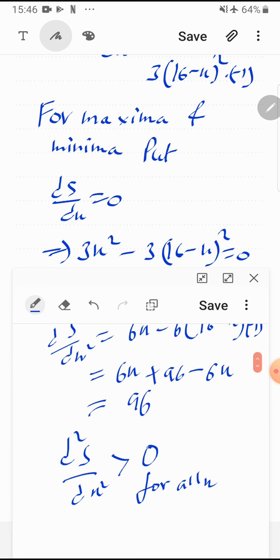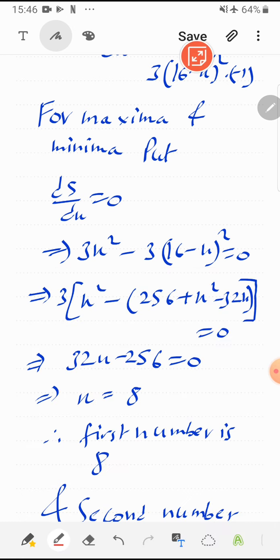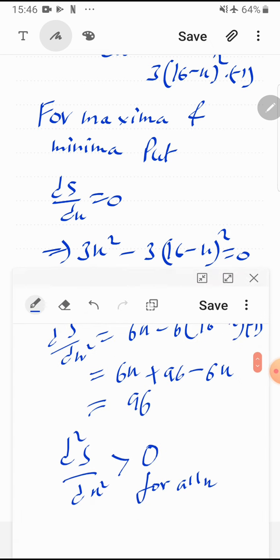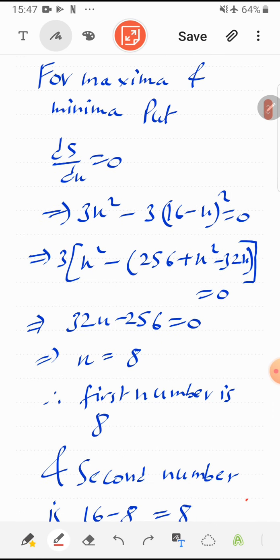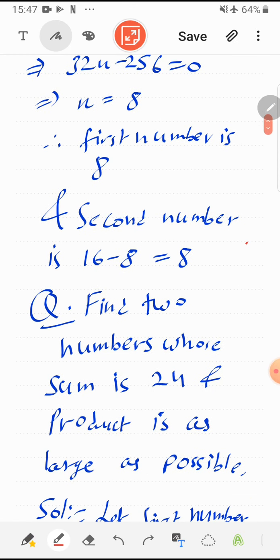That means whatever critical point we have got, which is x is equal to 8, that will be treated as the point of minima, because the double derivative is positive. So that is why we can say that yes, it is the point of minima. So these are the two numbers.